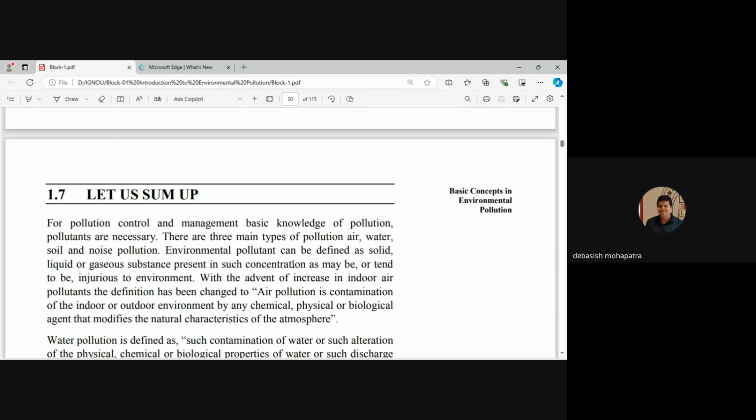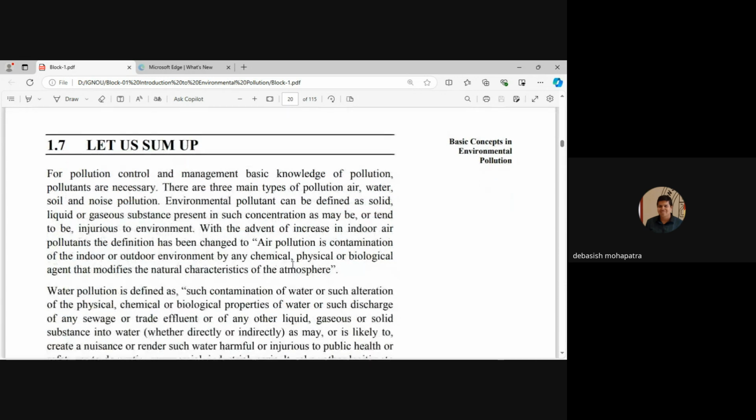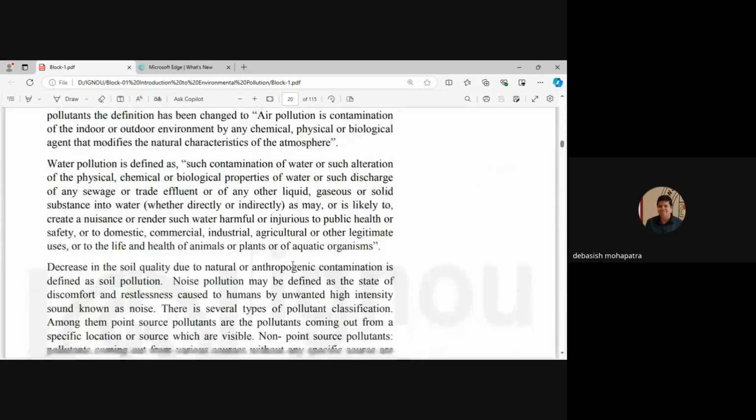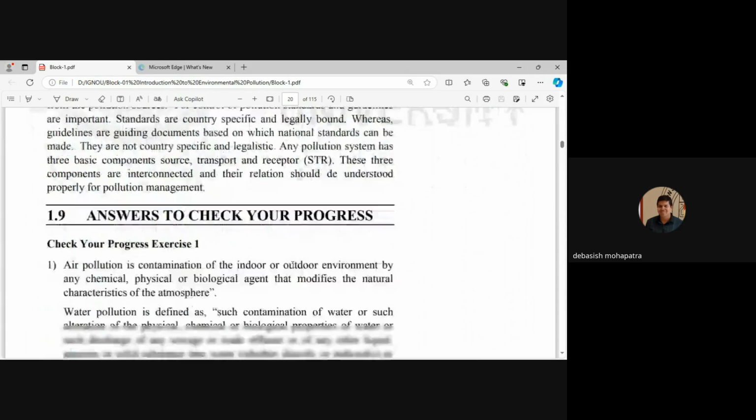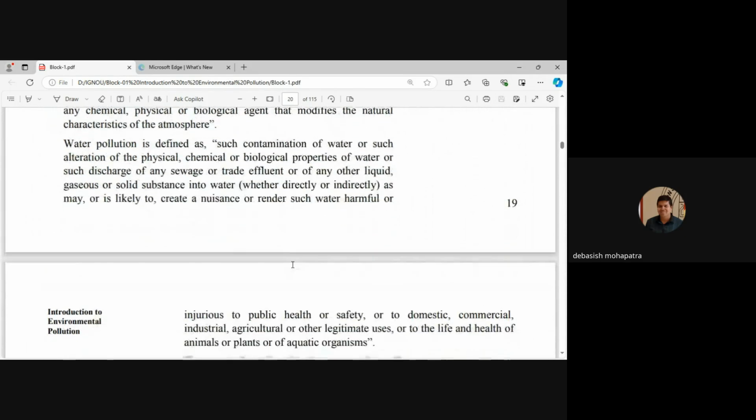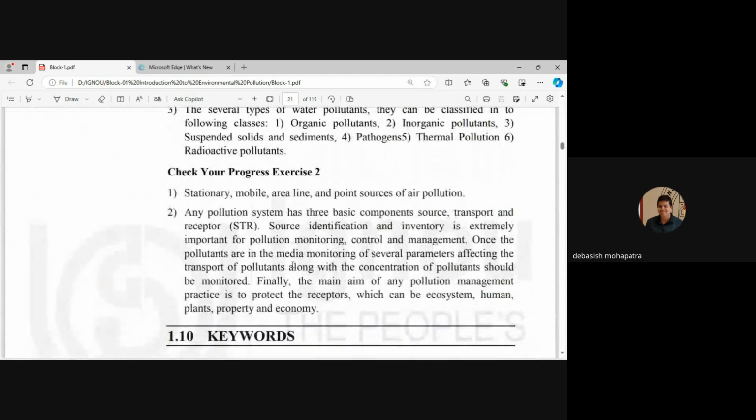So if we add up everything, from pollution control to management, basic knowledge of pollutants is necessary. There are three main types of pollution. What are their sources? How are they causing problems to us? All these are over. And there are some questions to check how you have progressed. We can practice.